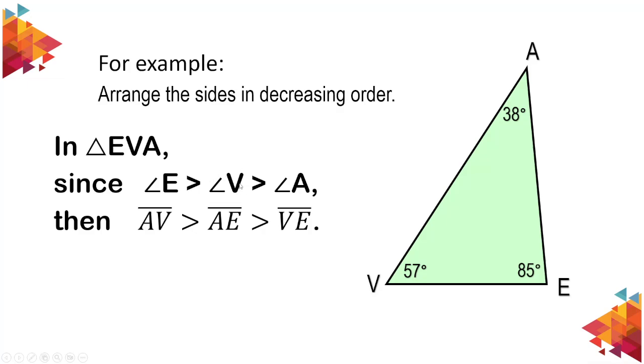So angle V, opposite that is side AE. The missing letters, AE or EA, doesn't matter. And for angle A, the opposite of that is side VE or EV. However you arrange it, as long as it's V and E, right? As simple as that. You don't need to look at the figure. Just look for the missing letters. So we have now correctly arranged the sides in decreasing order. You can also pause this video, use your ruler to really prove that AV is really the longest side if you want to. Now let's proceed with the second sample.